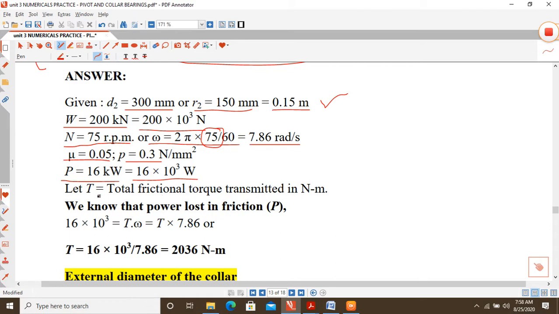So now, again with the same terminology, let T equal the total frictional torque transmitted in Newton meter. We know that power lost in friction is T omega. So power is given, omega is given, so directly T can be evaluated as T into 7.86 is equal to 16 into 10 raised to the power 3. Calculating, it comes out to be 2036 Newton meter. So we have calculated the total frictional torque transmitted, and its unit is Newton meter.